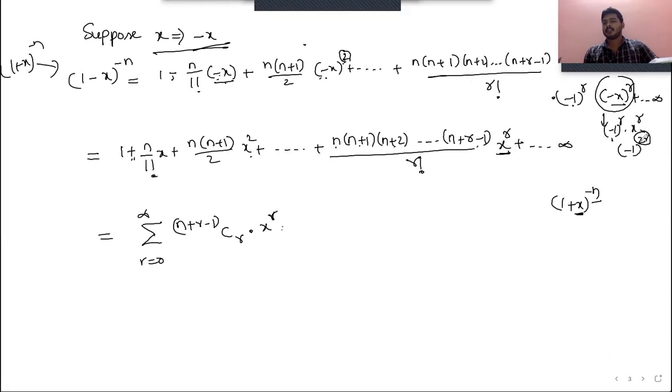So 2r is an even number. So (minus 1) whole power even number is equal to 1. So these two can be ignored. Only x power r will be remaining and this coefficient will be remaining, right? So that's what we have written here.